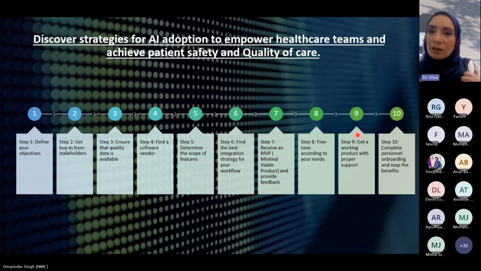So the first thing that I ask a vendor when they come is, did you implement somewhere? And if it's in the Middle East, or in the UAE, I can have a site visit. I can talk to the end users. I can test the solution myself and so on. Lastly, and this is complete personnel onboarding, make sure that you have all the benefits there.